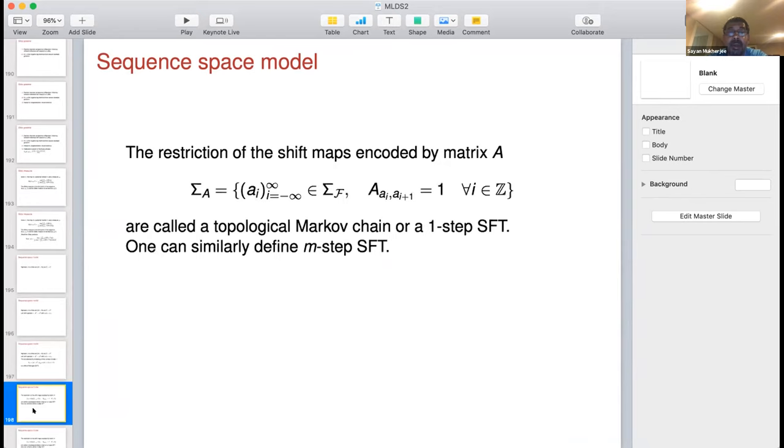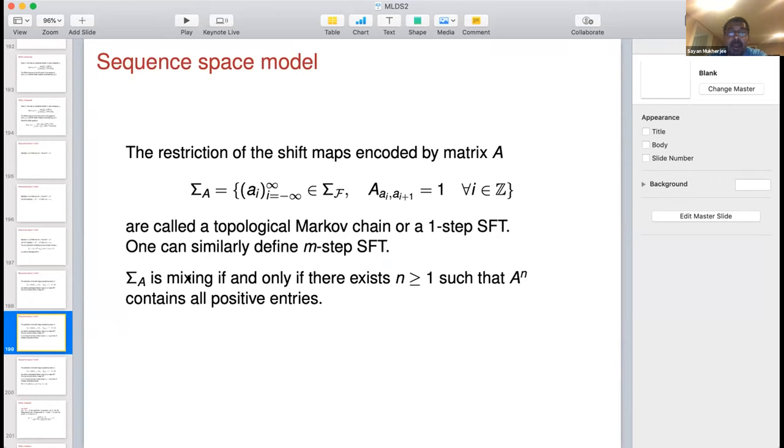You can also think about it as having this shift map encoded by a matrix A, where if a shift is allowed you get a one, otherwise it's zero. This is what we call a topological Markov chain, or a one-step shift of finite type. You can similarly define an M-step shift of finite type. And it's mixing if and only if for some N, A^N contains all positive entries. So again, very much what you have in the classic Markov chain setting, but this is for the topological Markov chain.